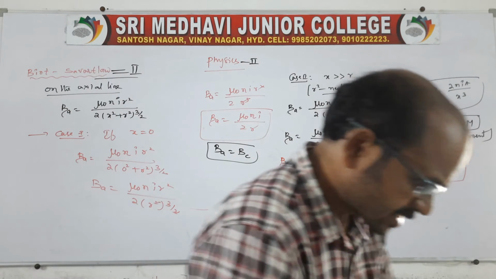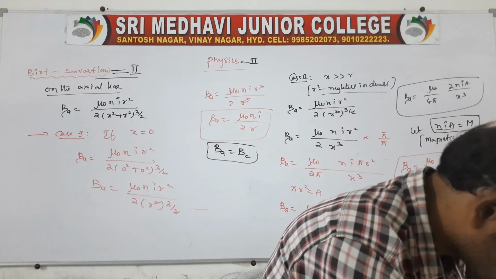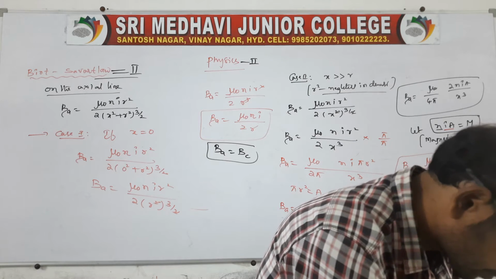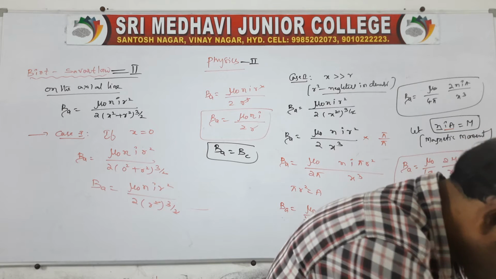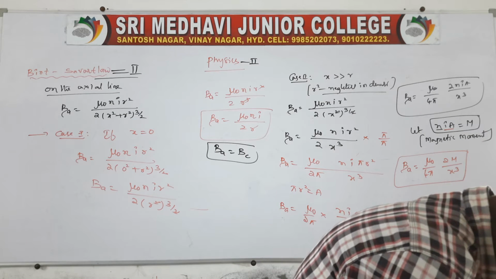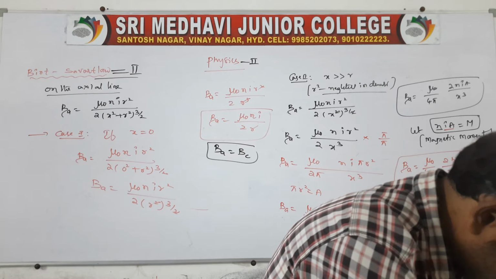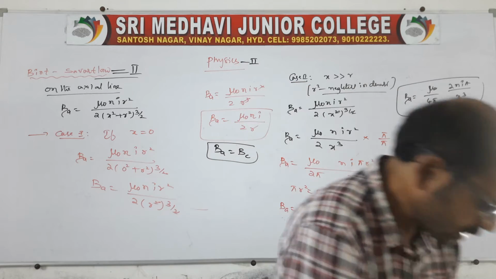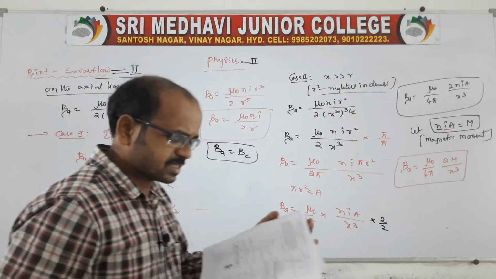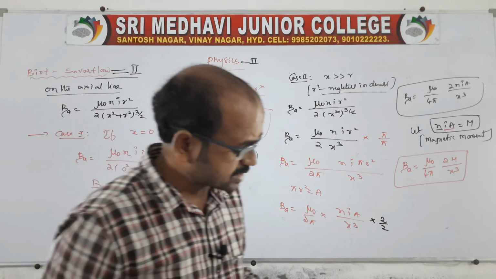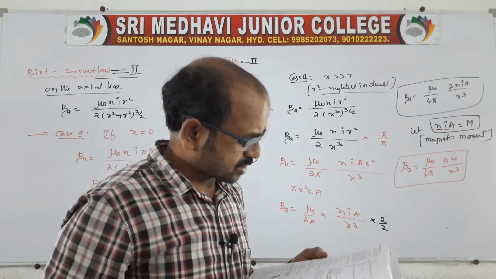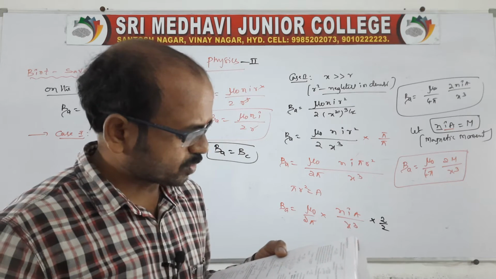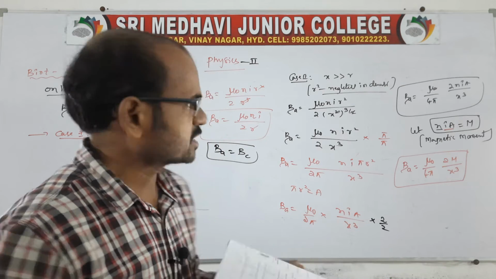Of course, in moving charge and magnetism also this question is there. Not exactly the same question. Open page number 212 in moving charge and magnetism, please. See question number 6: obtain an expression for the magnetic dipole moment of a current loop. So this is the question.